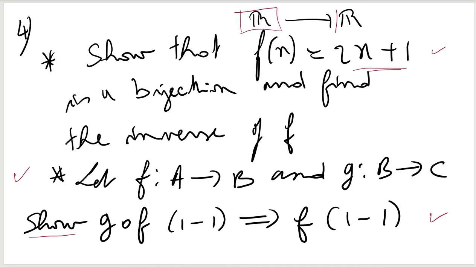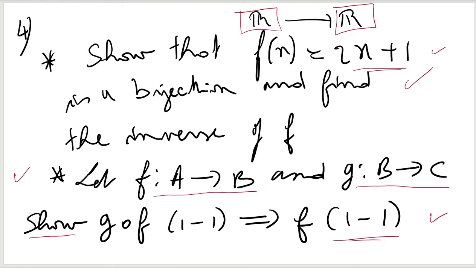So from the set of real numbers to the set of real numbers, show how to find the inverse of this function. I assume we can prove easily that this function is one-to-one and onto. And then we are also going to try to show this example. So we have a function f defined from a set A to a set B, and the function g defined from the set B to the set C, and the goal is to show that if g on f is one-to-one, then f is one-to-one. So we are going to show this.